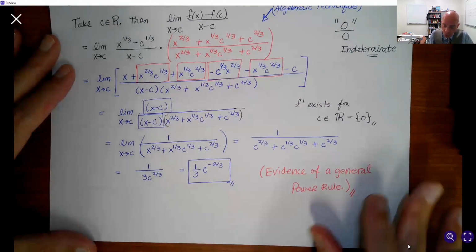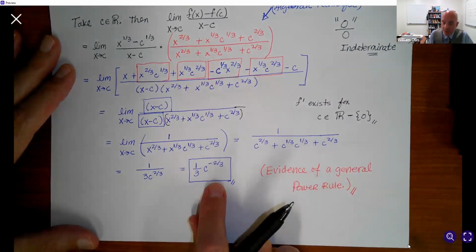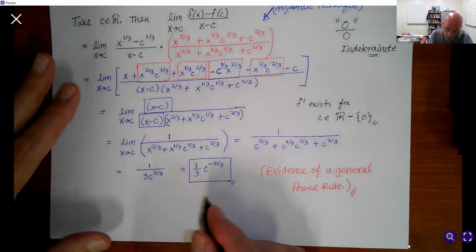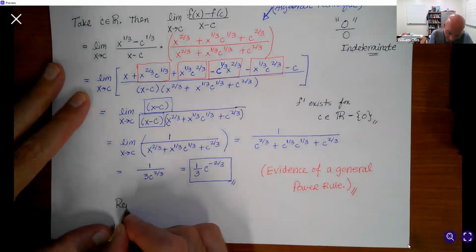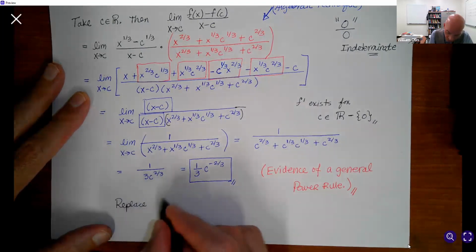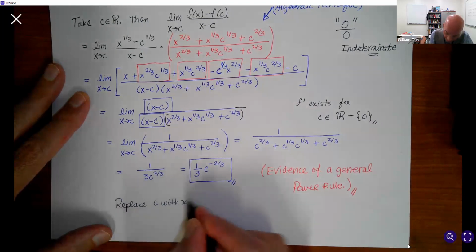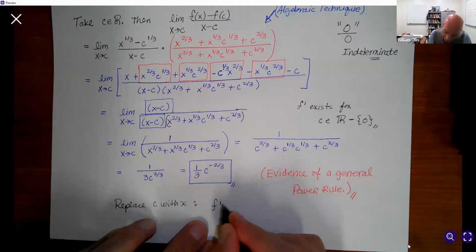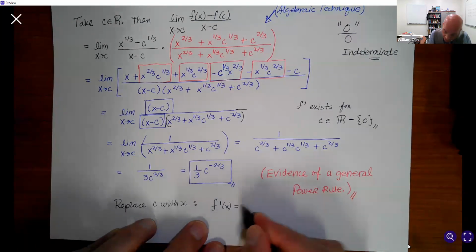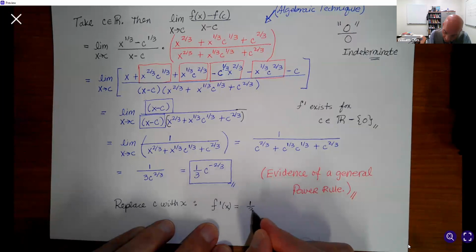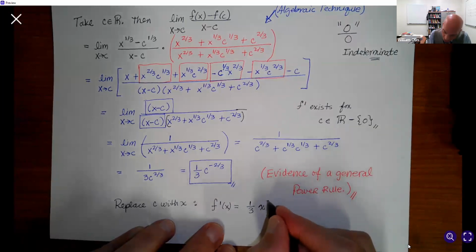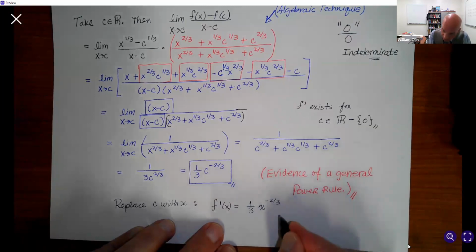Now, in order to think of the particular derivative as a function, as a machine, we can replace, I mean, we go forwards to go backwards, replace C with X. And so now we could say f prime as a function of X will be 1/3 X to the negative 2/3, just like that.